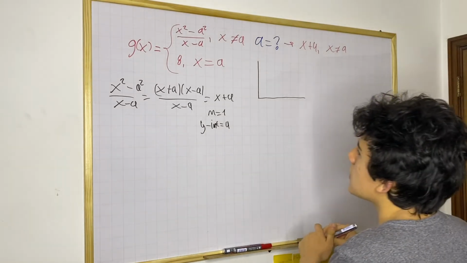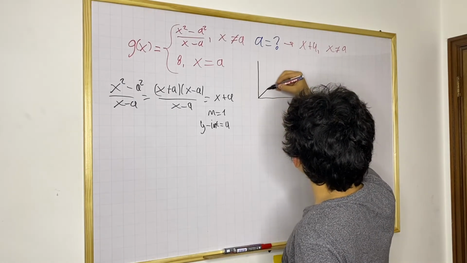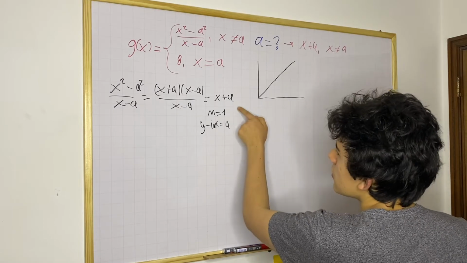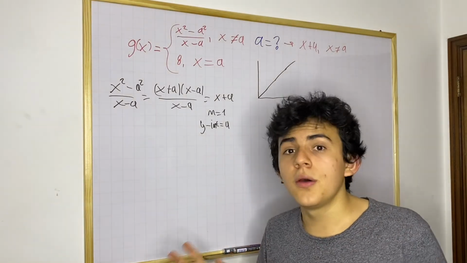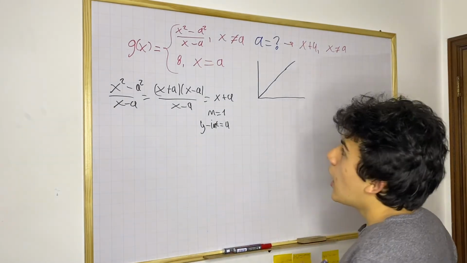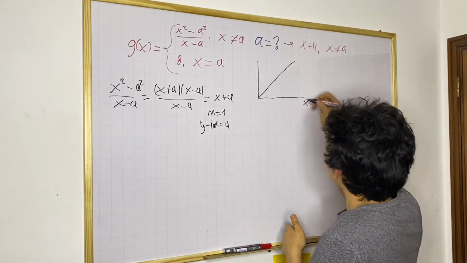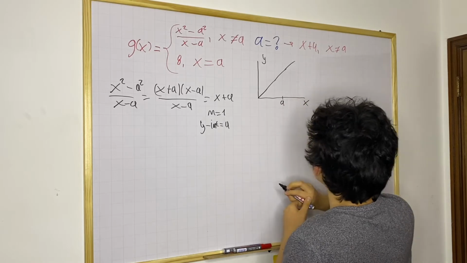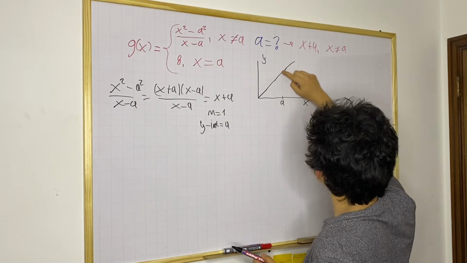So this would give us a linear function that goes one by one, so it would be something like this, something like this, something like this, and it goes on. And now the y-intercept would be a. Now, the thing is, we don't know what a is, so we don't know where the y-intercept is. However, something we do know is that when x is equal to a, so let's say this is a, we're going to define the function as 8.